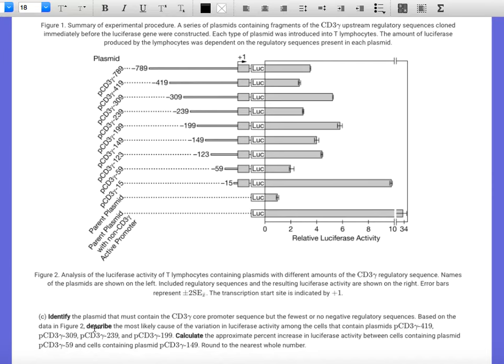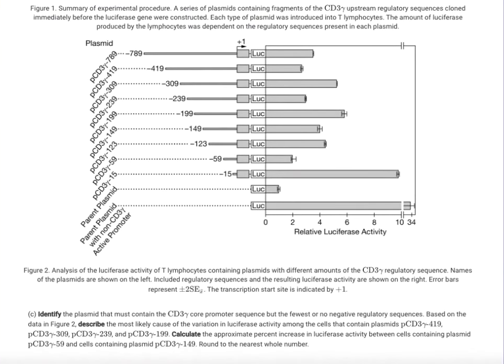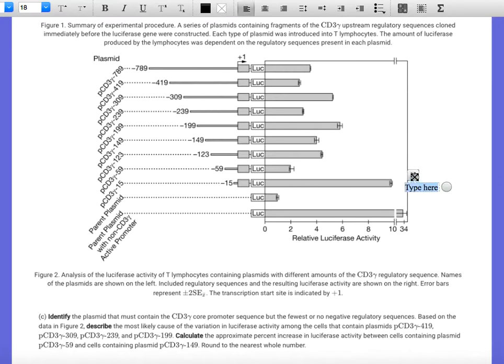Okay, so let's look at the second part. So we can kind of mark that this is the no negative, right? Because it's not inhibited. No negative control, or no negative regulation. And so now let's look at the second part.